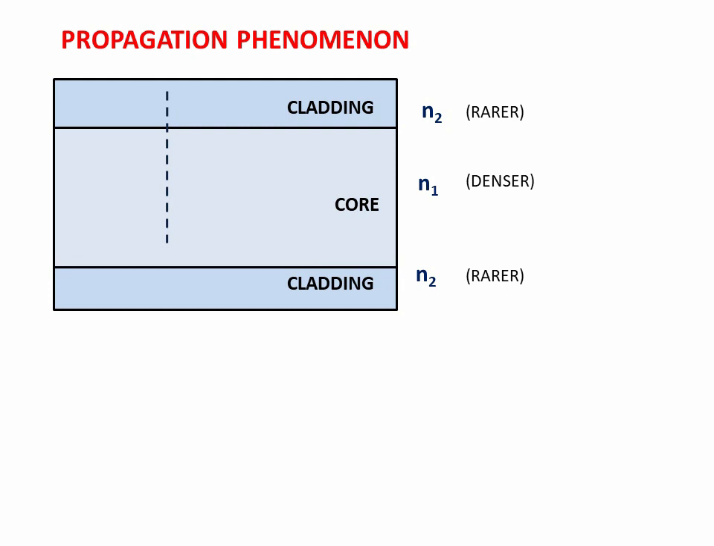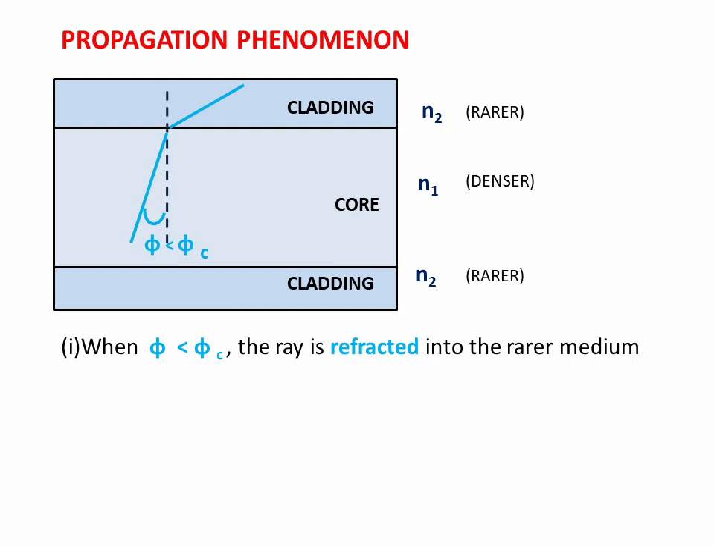Let the light ray traverse, that means travel or pass, from denser medium to rarer medium. When the incident angle is lesser than the critical angle, it is refracted into the rarer medium. So the first result from this concept: when phi i, that means the incident angle, is lesser than the critical angle, the ray is refracted into the rarer medium.